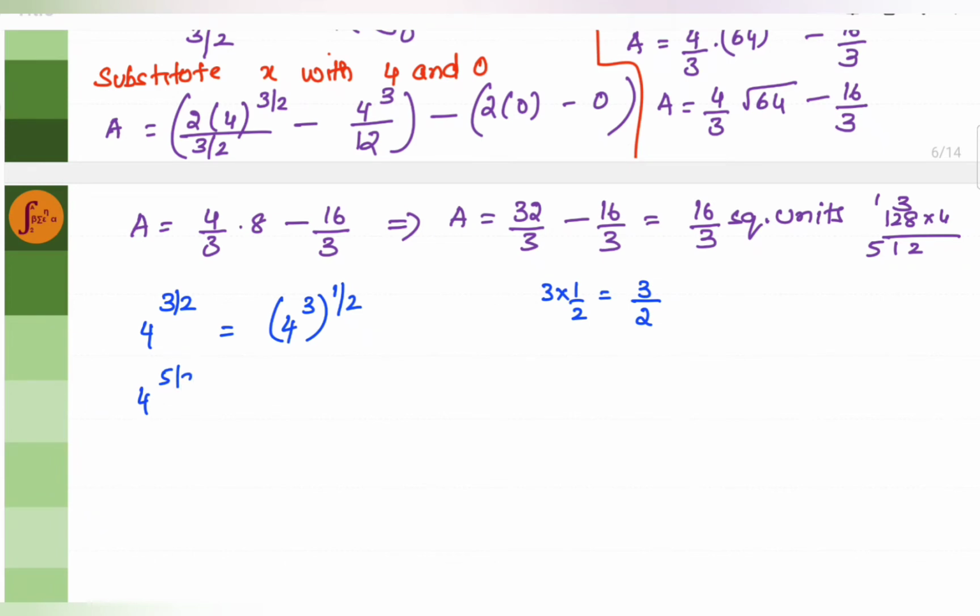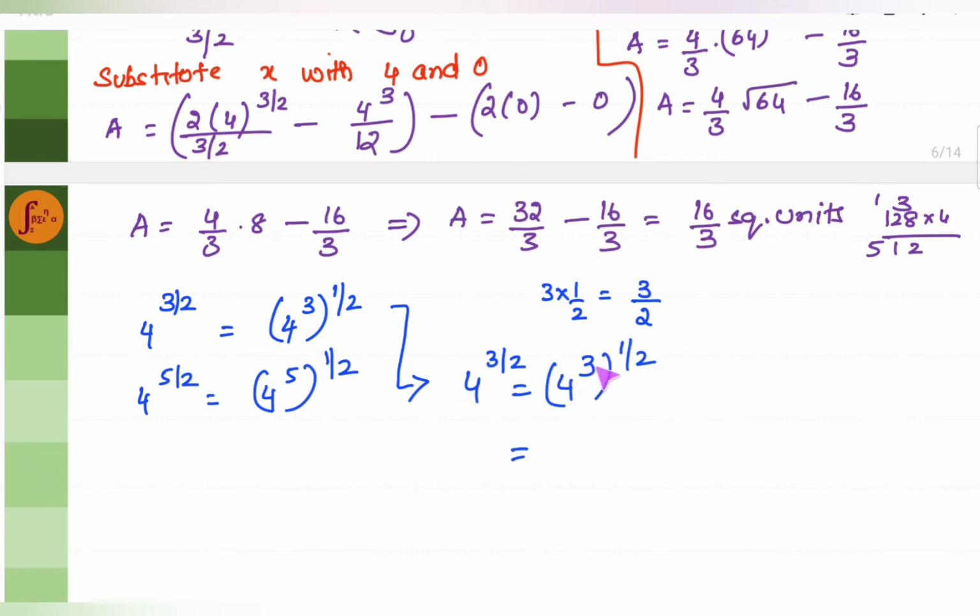Suppose you get 4 to the power 5 by 2, then make it 4 to the power 5 and to the power half. Now, taking this, 4 to the power 3 by 2 is 4 cube to the power half. Now 4 into 4 into 4 is 64 to the power half. I told you, if it is to the power half, it means square root. So you can write this as square root of 64, and square root of 64 is 8, because 8 into 8 is 64. So this is how we resolve a fraction as a power. We split it like this, because half is nothing but the square root.